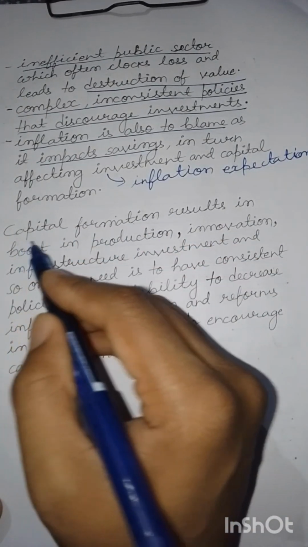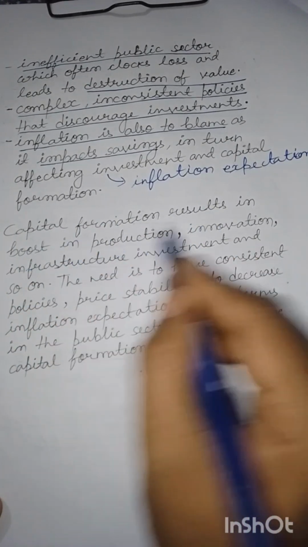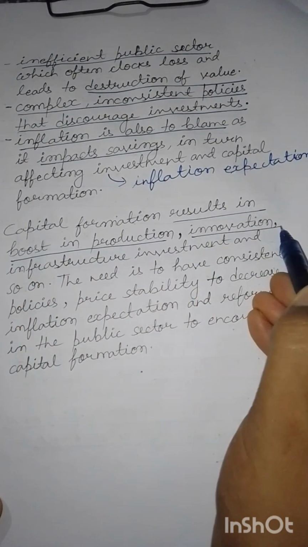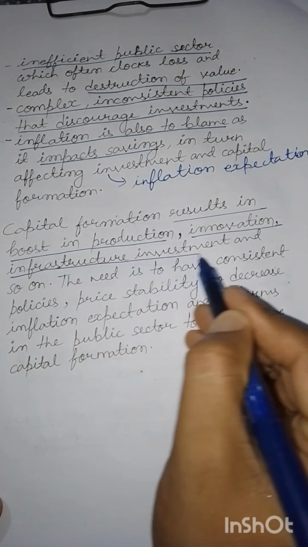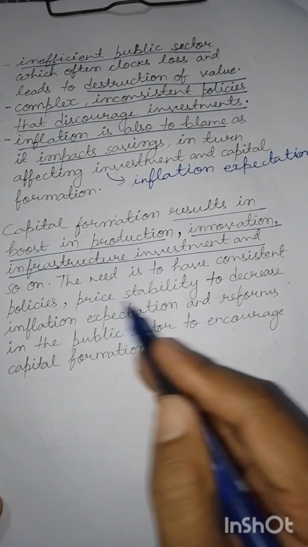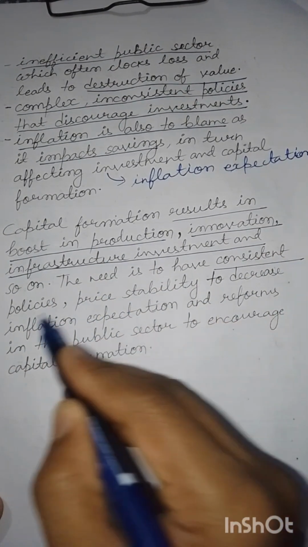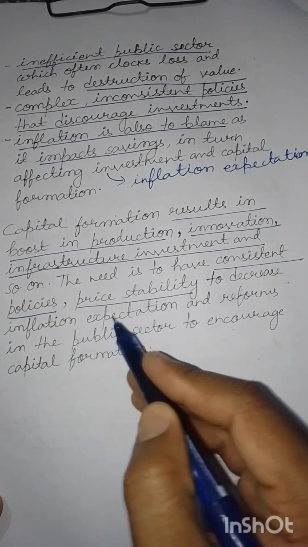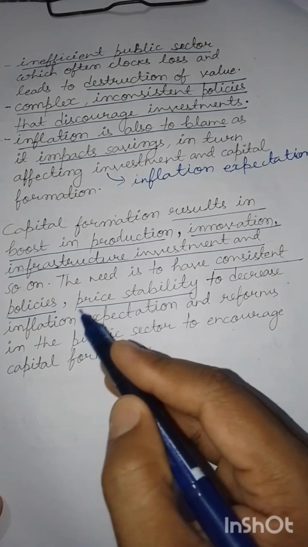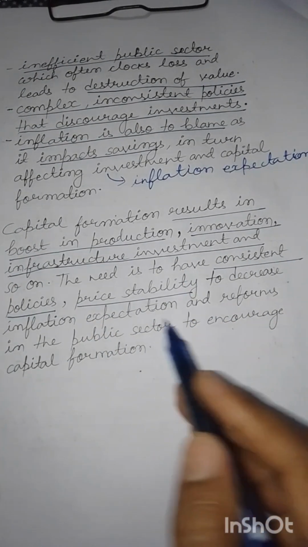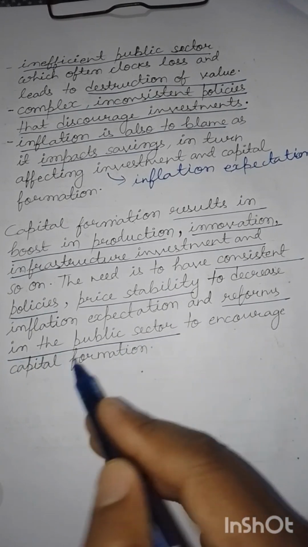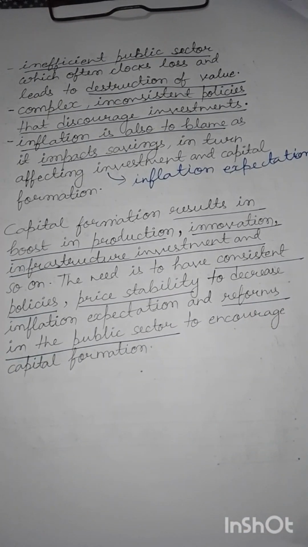Now, conclusion: capital formation results in boost in production, innovation, infrastructure investment, and so on. And so the need is to have consistent policies, price stability to decrease inflation expectation, as we have just discussed what inflation expectation means, and reforms in the public sector to encourage capital formation. So this is how we sum up our answer for today.